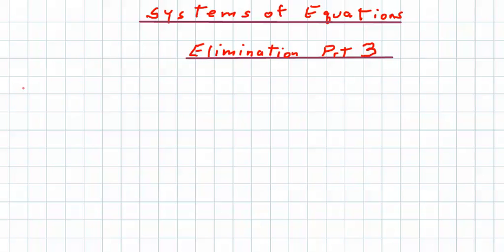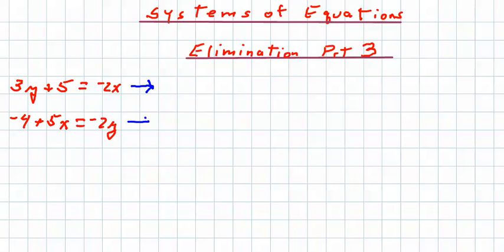All right, we have 3y plus 5 equals negative 2x, and negative 4 plus 5x equals negative 2y. I'm now going to put these in the proper order, and it's just like standard form, except we don't worry if the leading coefficient is negative.